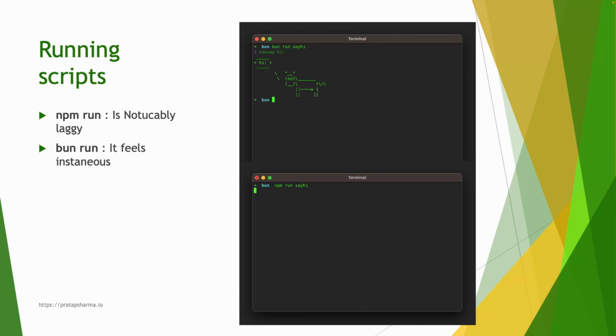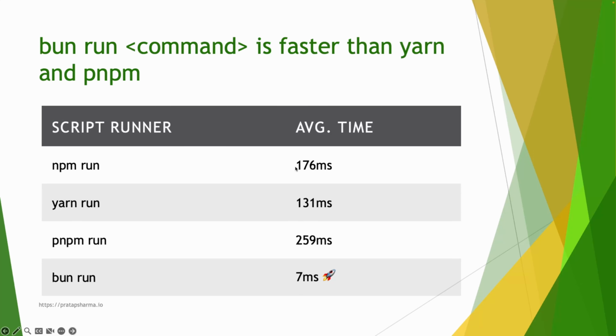You can run scripts using Bun. When we say npm run and bun run, you can see both in the images. Bun run is much faster, and npm is slower. We can really see it, right? Pardon me, it should be noticeably. And when we use Bun as a script runner, it is much faster than Yarn and pnpm.